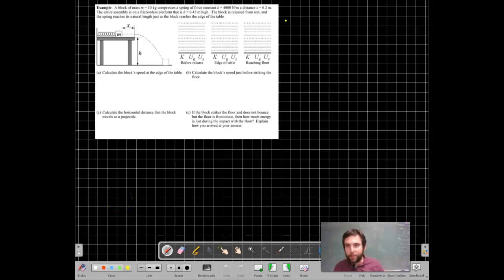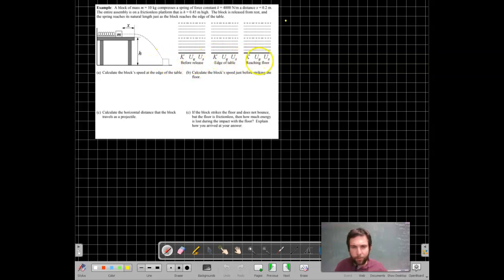Okay, so we've got a block of mass m equals 10 kilograms that compresses a spring with force constant k equals 4,000 newtons per meter a distance of 0.2 meters. The entire assembly is on a frictionless platform that is h equals 0.45 meters high. The block is released from rest, and the spring reaches its natural length just as the block reaches the edge of the table. So the spring pushes, and then the spring is uncompressed and expanded at this point when the block is off the table.